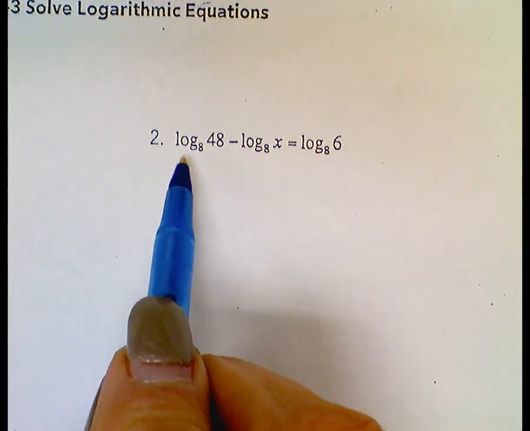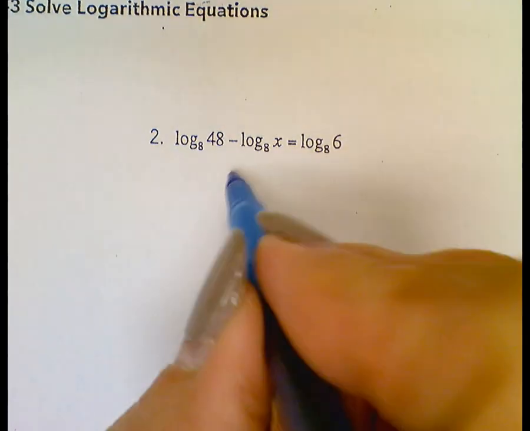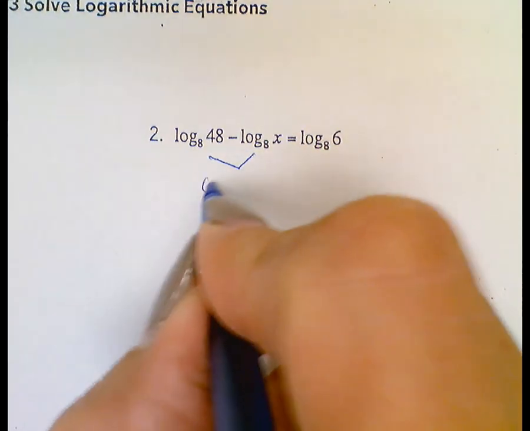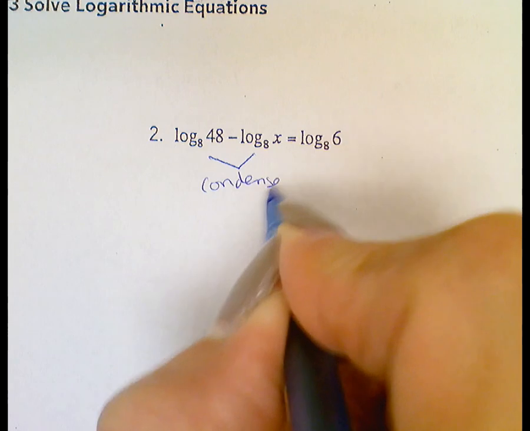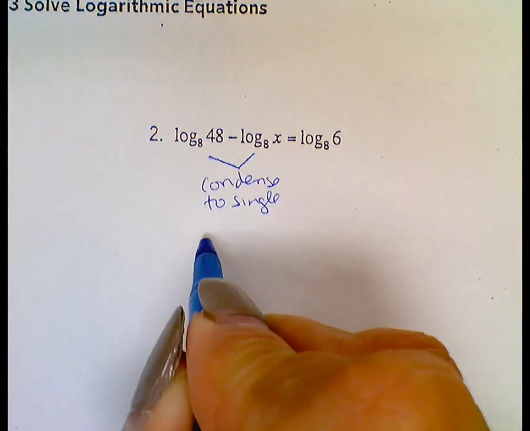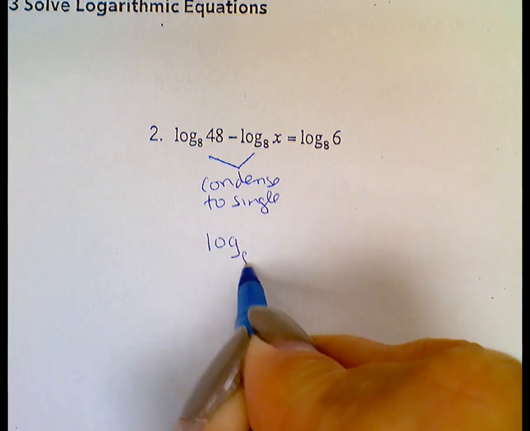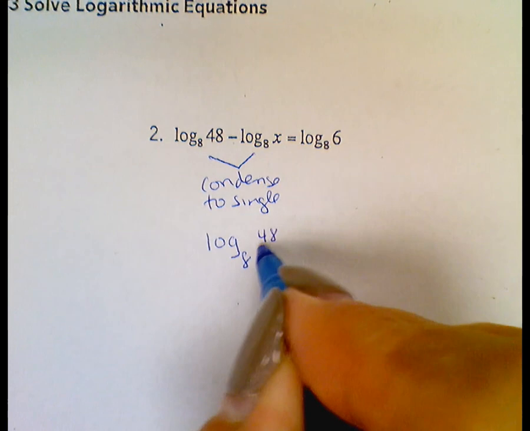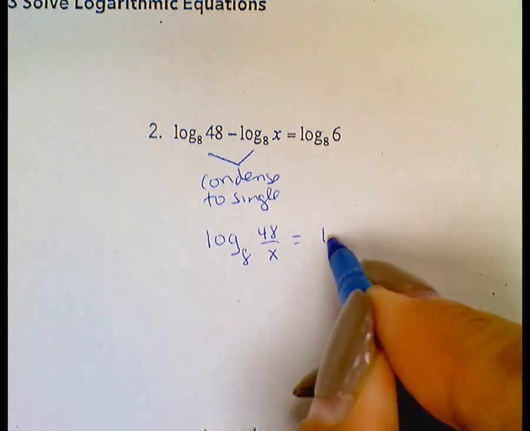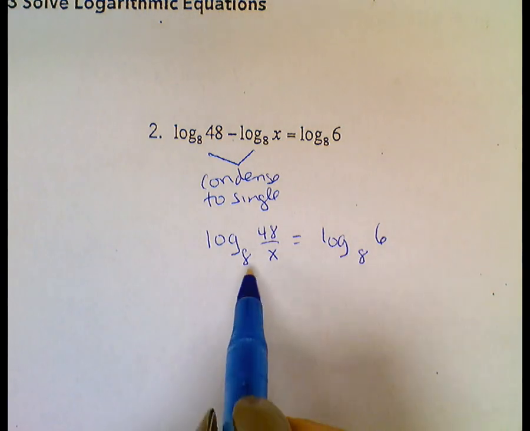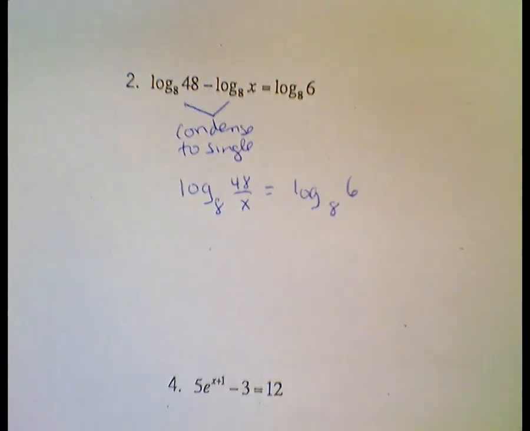Number 2. Notice we have 3 logs here. That's too many on this side. When you have 2 on one side, you need to condense to a single log. In order to do that, you write one log, log base 8. Subtraction means you're going to divide, so you go 48 divided by x equals log base 8 of 6. Again, now we're back to how we were on example 1.